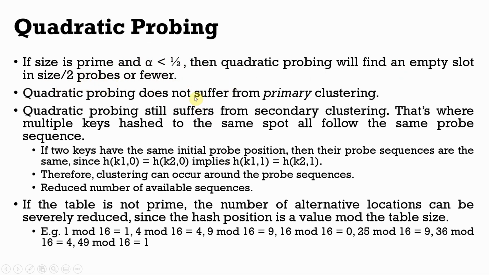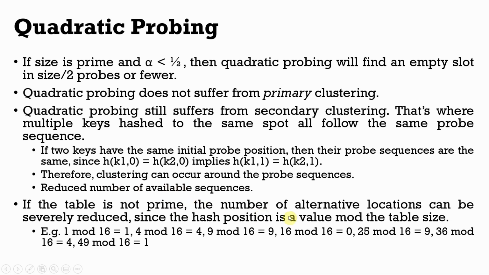Quadratic probing usually does not suffer from primary clustering, but it might suffer from another clustering called secondary clustering, right? If two keys have the same initial probe position, then their probe sequences are going to be the same. Okay, multiple keys hashed to the same spot all follow the same probe sequence.